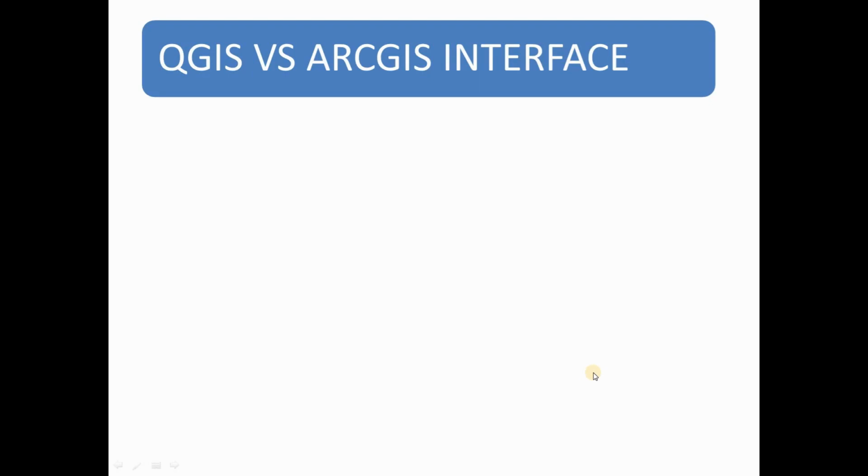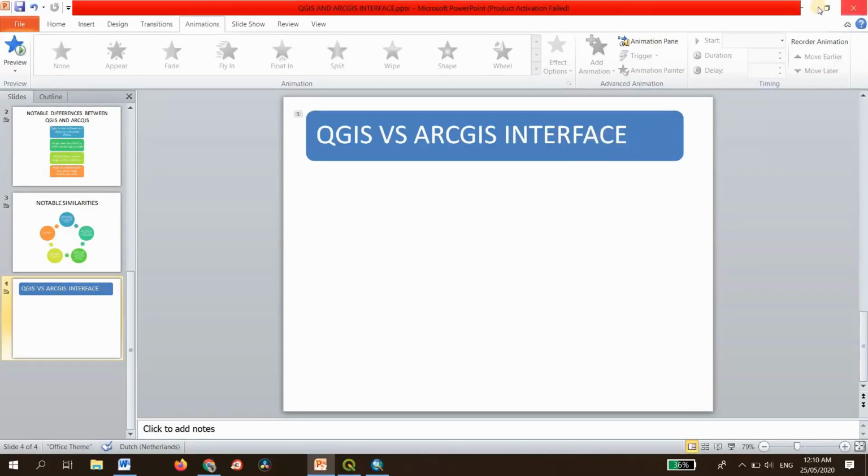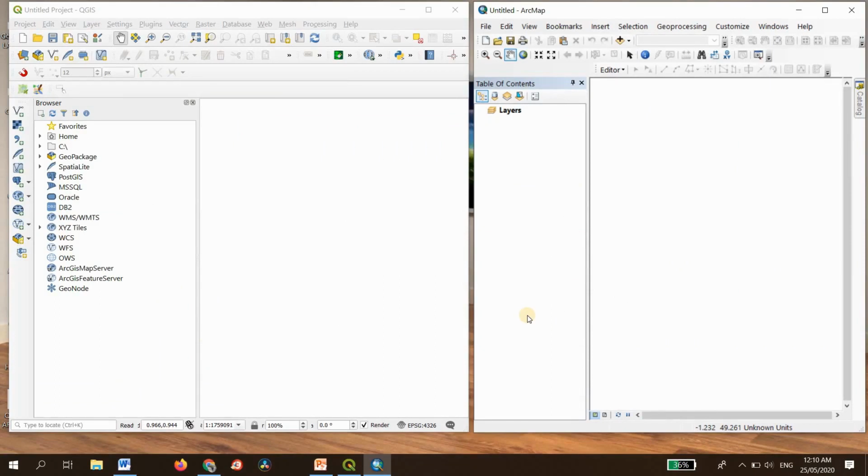So, having given a theoretical background concerning the two softwares, let's continue. Go to the screen and make some kind of comparison between the two softwares. So these are the two softwares as I indicated earlier on. QGIS is on my left hand side, that is here, and ArcGIS is on my right hand side, that is here. So let's try to identify certain similarities and dissimilarities between the two software interfaces.